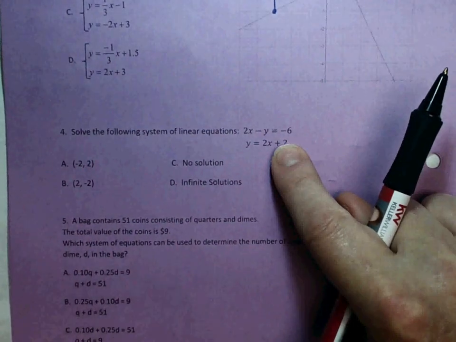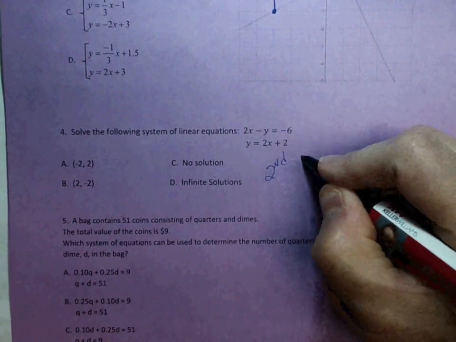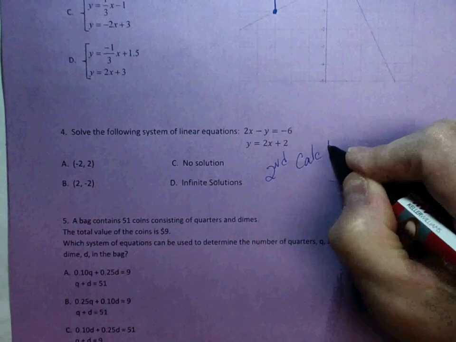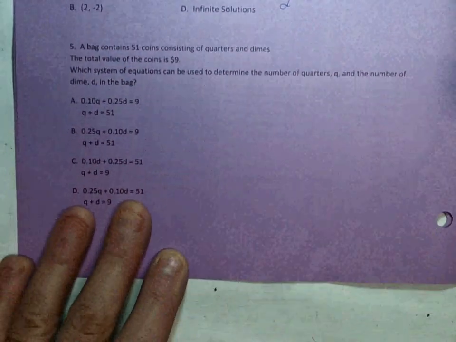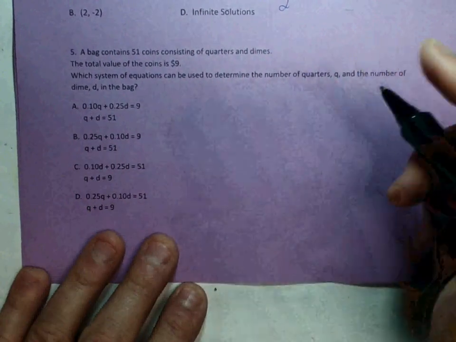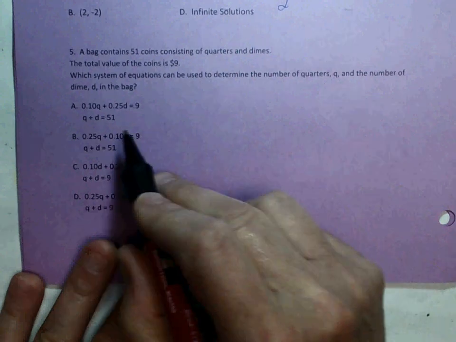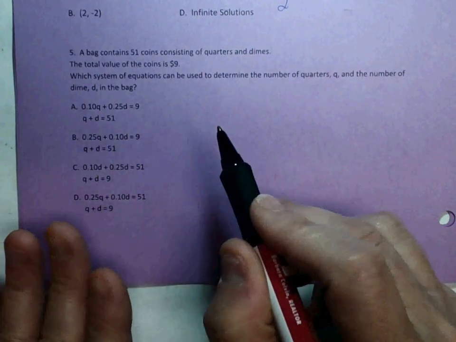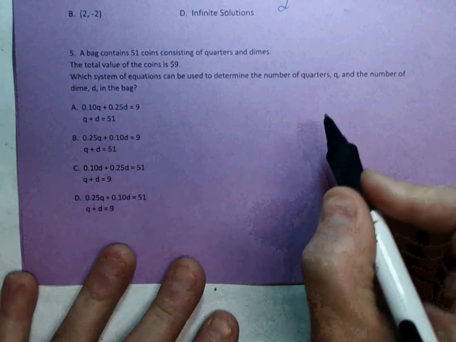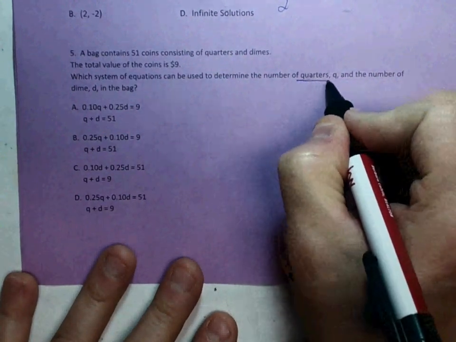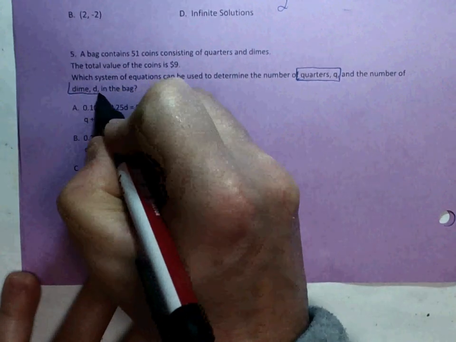Over here, solve for y and do a second calc 5. Enter, enter, enter. Okay? We've been practicing these. Come over here. Notice it says that it's using D's and Q's instead of X's and Y's. Don't let that throw you off. All right, so we have quarters is the variable Q, and dimes.